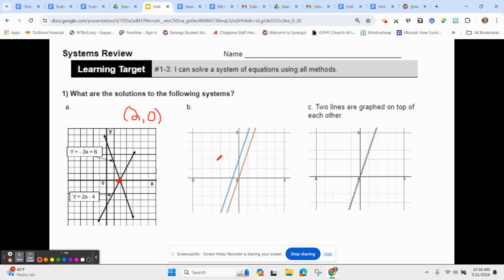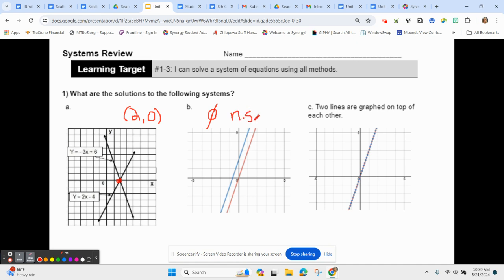Letter B, I'm looking at this system and I notice I've got a blue line and a red line. They are completely parallel. They will never touch. And so there are no solutions to this system. The shortcut for that is a 0 with a line through it. That means no solution. Or you could write no solution.